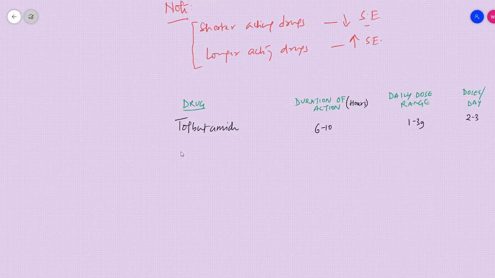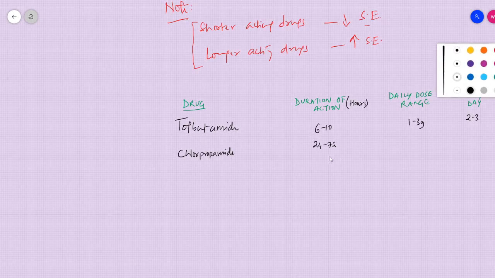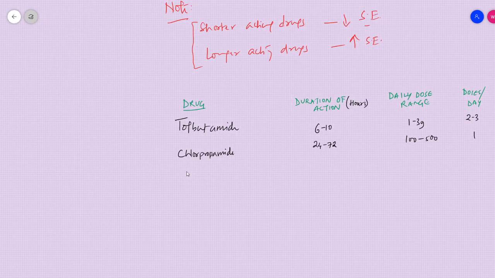Let's look at the second drug, chlorpropamide. We look at this drug, it has a duration of action of 24 to 72 hours. We've already mentioned hours out there. 24 to 72, and the dose range is 100 to 500 milligrams, and the number of doses per day is 1. Why 1? Because it has a long duration of action, chlorpropamide.